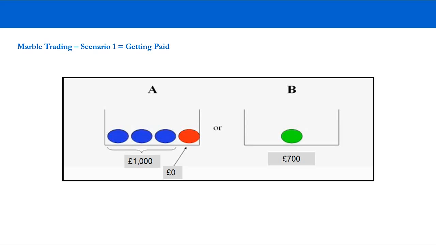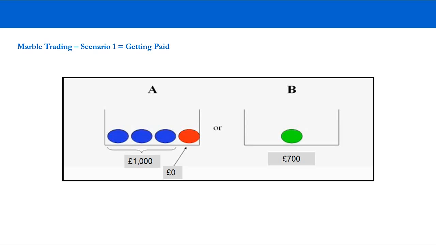Now, you've got to put your hand in the box to pick the marble. You only get 1 shot in this game. So you're allowed to pick from either box and pick 1 marble. So if you put your hand in box A and you pull a blue marble, I have to pay you £1,000. If you put your hand in box A and pull a red marble, so the only red marble that's in the box, if you pull the red marble, I pay you nothing.